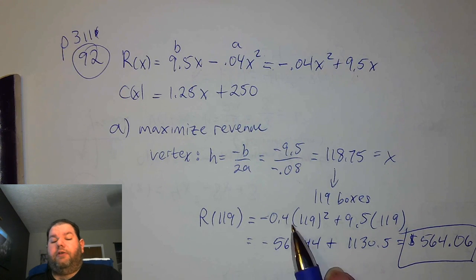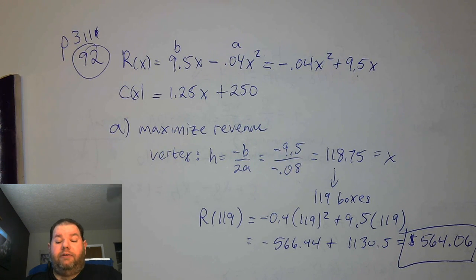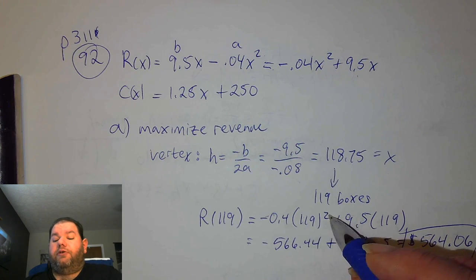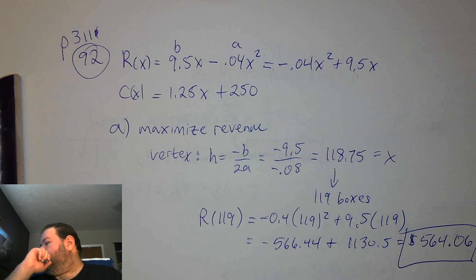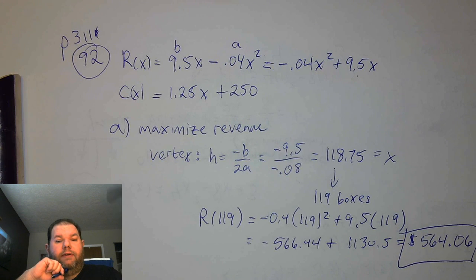And I went ahead and just did all the calculations in the calculator. Again, don't have to write down every single step as long as I can see what you're doing. So something like that is fine, where we square the number and then multiply by negative 0.04, write that down, and then multiply those, and then add them together. Okay, so if this firm can sell 119 boxes of candy, they'll achieve a maximum revenue of $564.06.